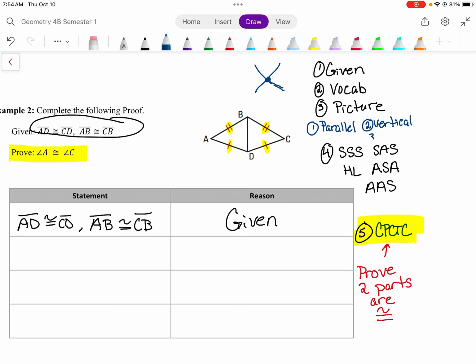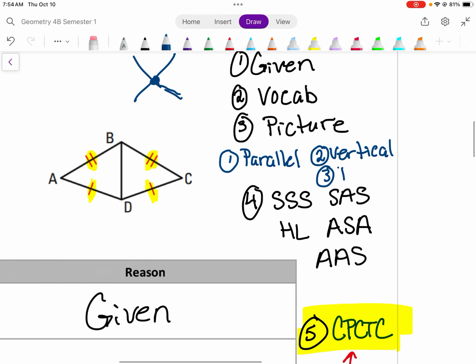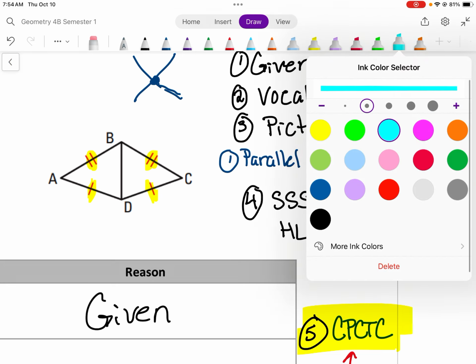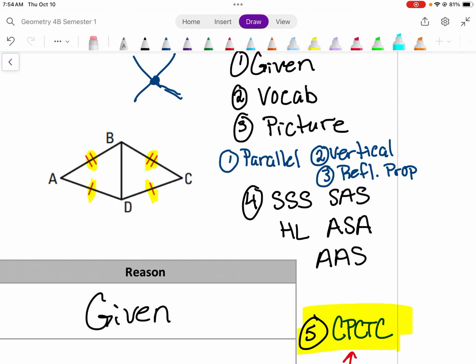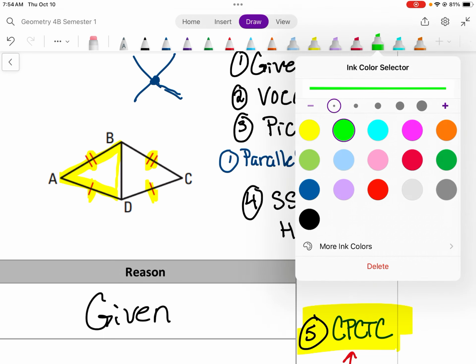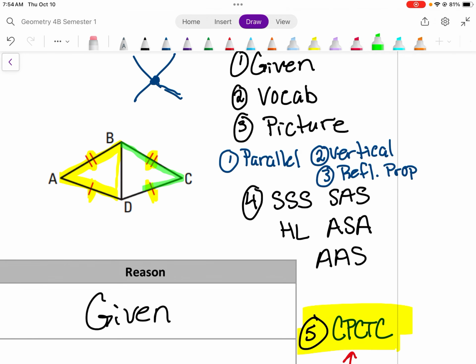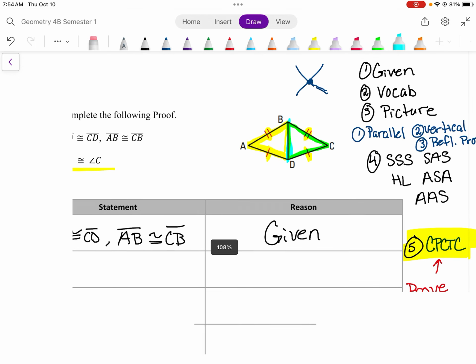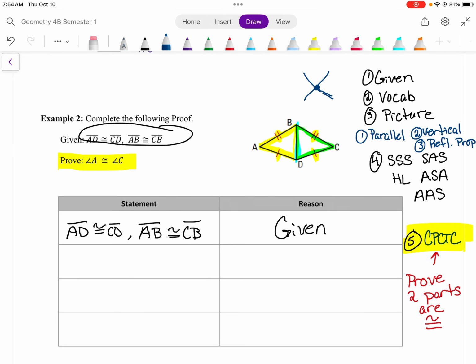And then the third thing we're looking for is if there is a reflexive property. Reflexive property you use when there are 2 triangles using the same part. So if we look at the triangle on the left, and then we look at the triangle that's on the right, both of these triangles used line or segment BD. So the reflexive property is us just stating that segment BD is congruent to segment BD.